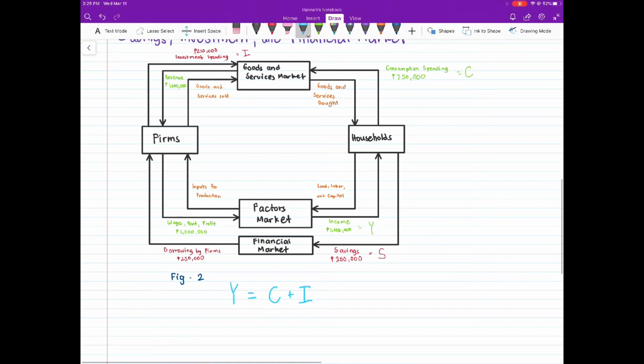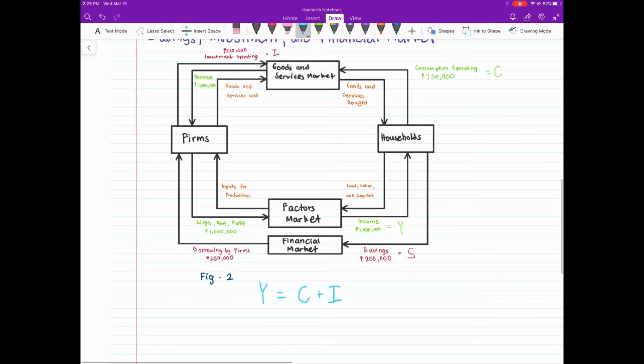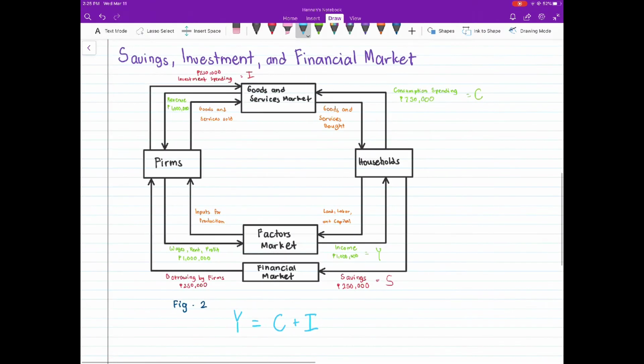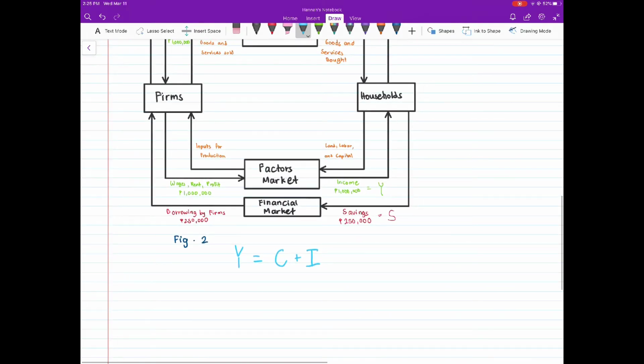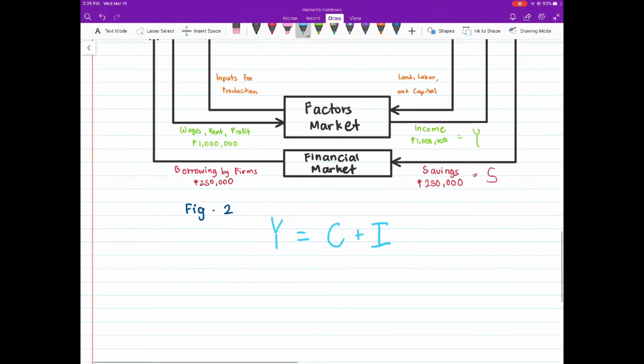Wait, let's just adjust it. Oh, okay. There. So let's just try. So income is 1 million, right?